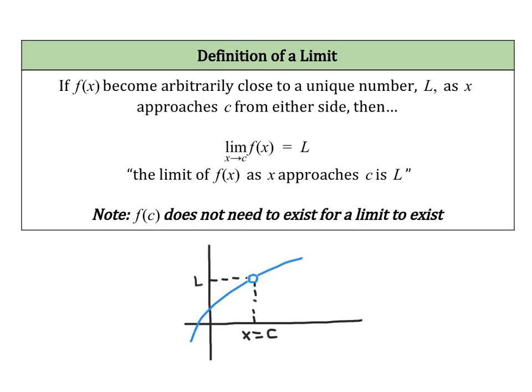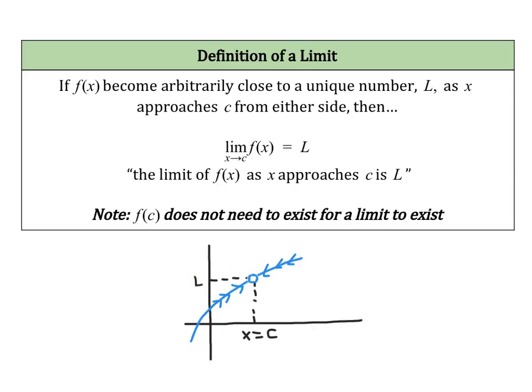So you can see I kind of drew out just a simple function going like this. This is where x equals c. So essentially you're going to see what's happening as x approaches c from this side and as x approaches c from this side. And if they meet and converge upon a unique number, that y value is your limit.